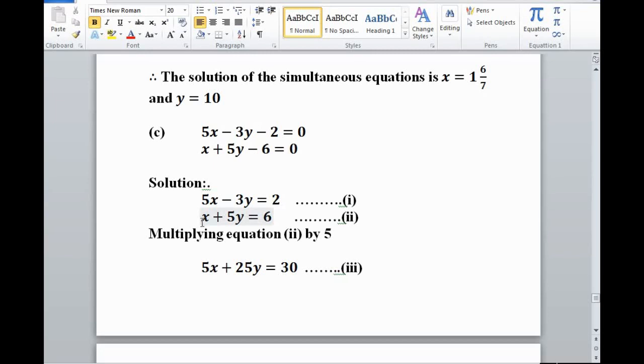We have the coefficient of x in equation 2 as 1, and the coefficient of x in equation 1 is 5. So it means that we have two different coefficients for x in equation 1 and equation 2.